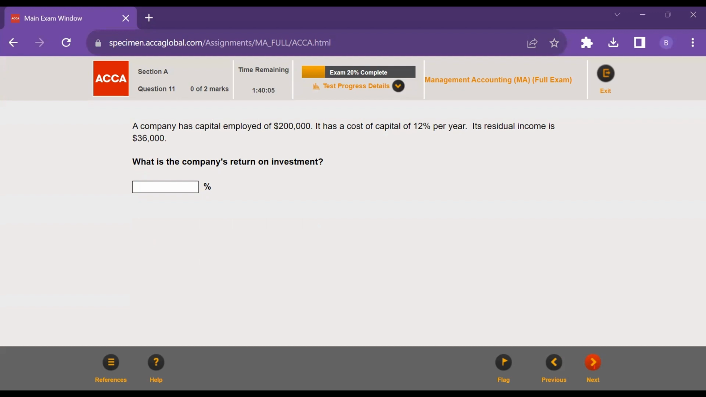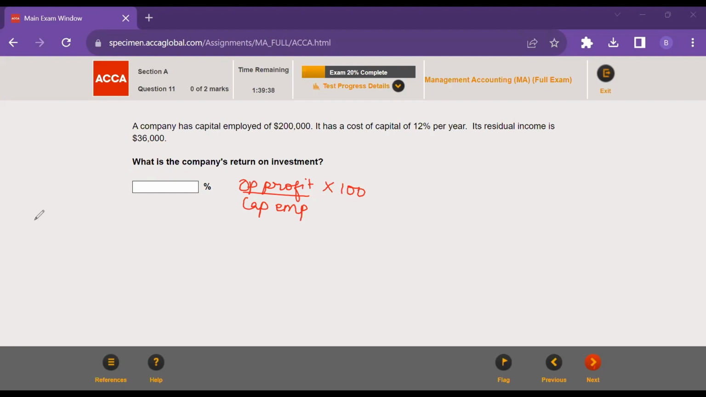The cost of capital is also given to us, and then the residual income is given. Now, we have to find out the company's return on investment. So, return on investment, first of all, if we write the formula, is nothing but your operating profit divided by your capital employed. And since it is a percentage, you multiply that by 100. So, first of all, we have to find out our operating profit over here. So, how do we get to that?